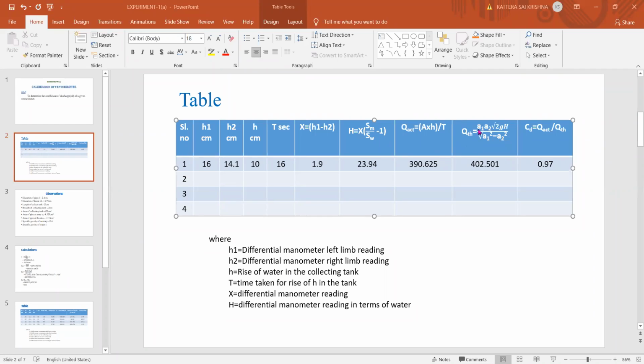Next, Q theoretical equal to A1 A2 under root of 2GH. Not root 2, keep the full root up to 2GH, divided by under root of A1 square minus A2 square. Full root for this value also. A1 A2 under root of 2GH by root of A1 square minus A2 square. So after finding Q actual and Q theoretical, we can find the coefficient of discharge, that is the ratio of actual discharge to theoretical discharge. Right, now I'm showing the video of the experiment.